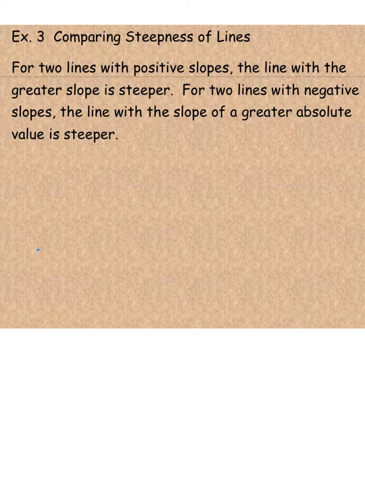To compare steepness of lines, for 2 lines with positive slopes, the line with the greater slope is steeper, and for 2 lines with negative slopes, the line with the slope of a greater absolute value is steeper. When we use the word steeper, you can think about skiing or snowboarding. The more difficult hills are the steeper hills, right? The less difficult it is, then it's less steep.